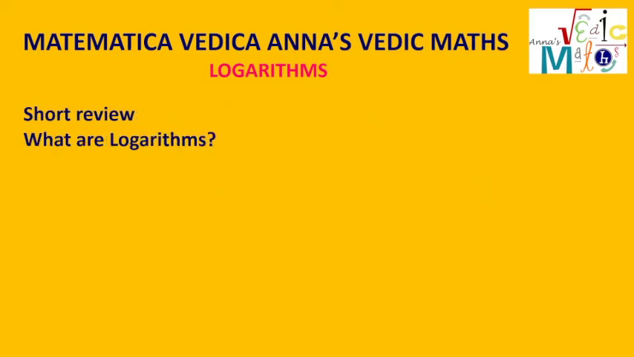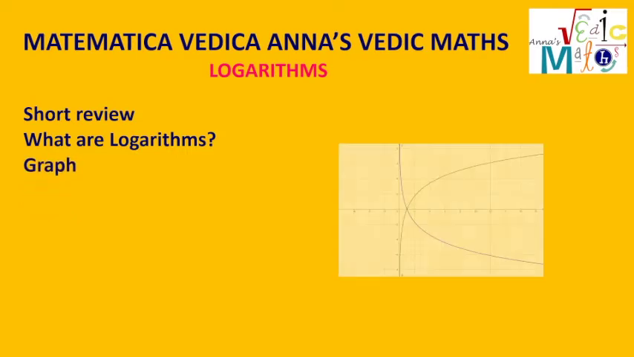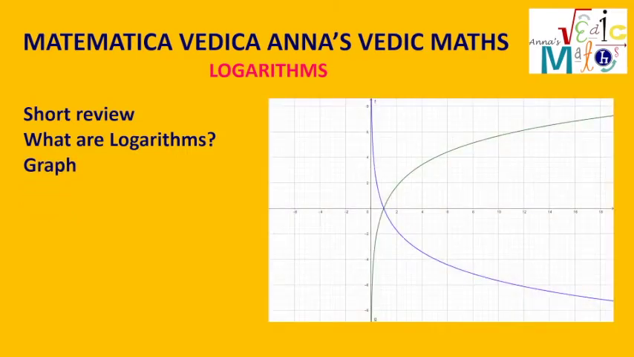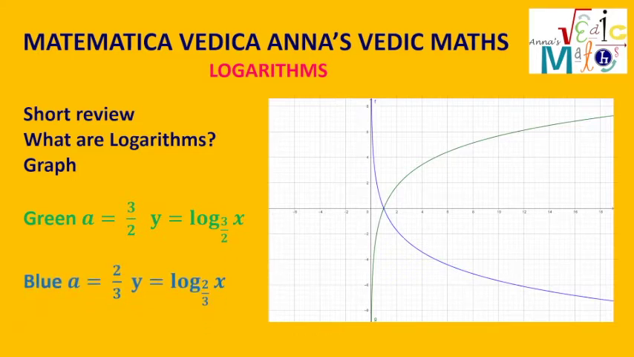Here is the graph for better understanding. The green slope is for a base greater than 1. I chose a equal 3 up to. So we have y equal log base 3 up to of x. The blue slope is for a base greater than 0 and less than 1. So a is equal to 2 up 3 and y equal log base 2 up 3 of x.